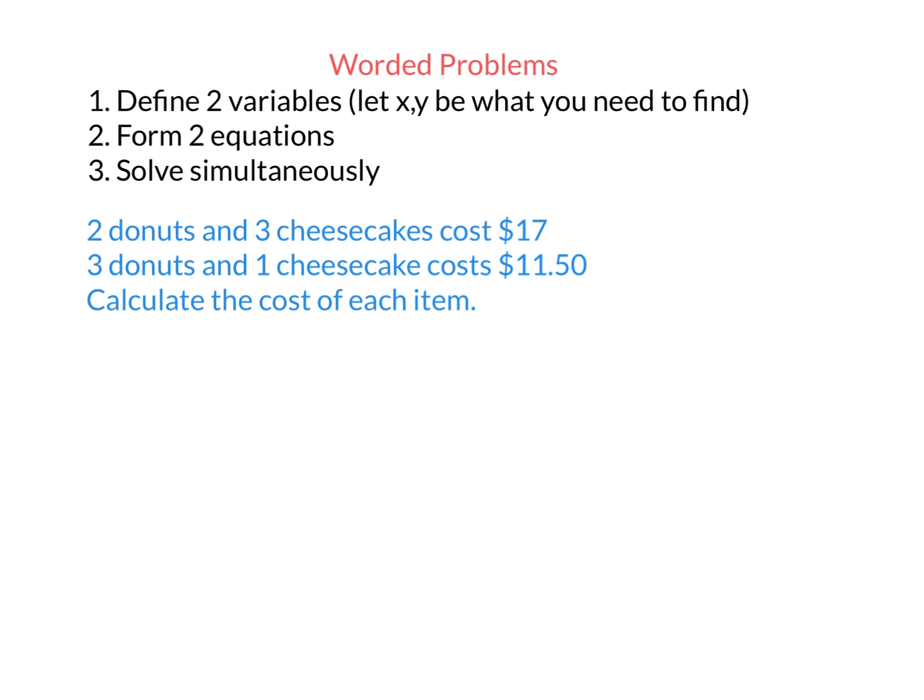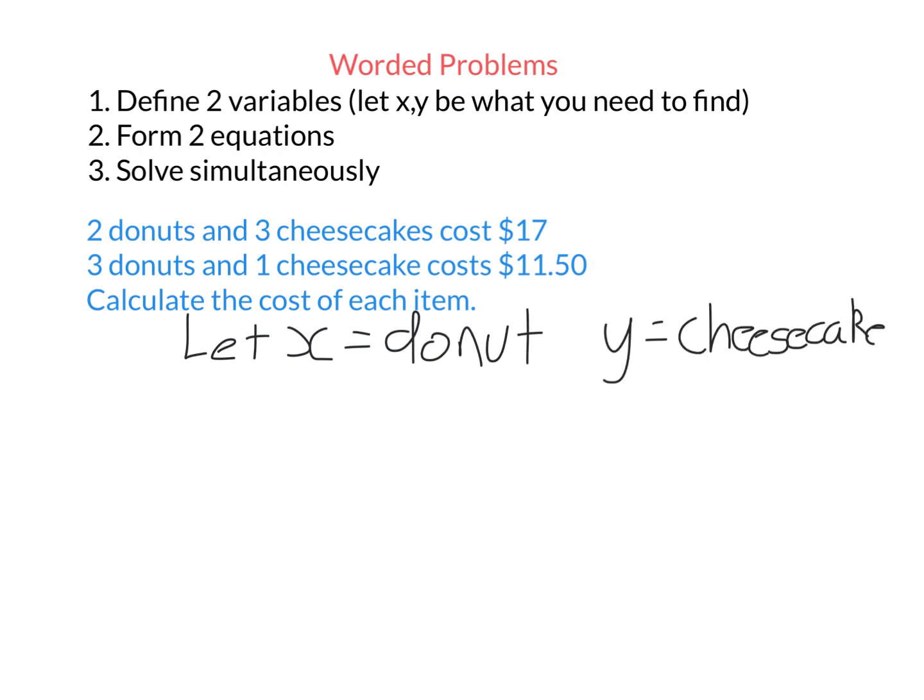We use simultaneous equations here because there are two unknowns. So we're going to let x equal one of the unknowns. So I'm just going to let x equal the cost of a donut, and we let y be the other unknown. So that's our first step done.